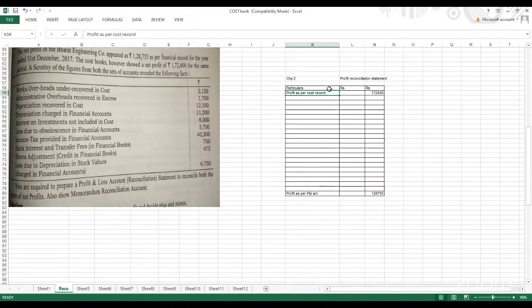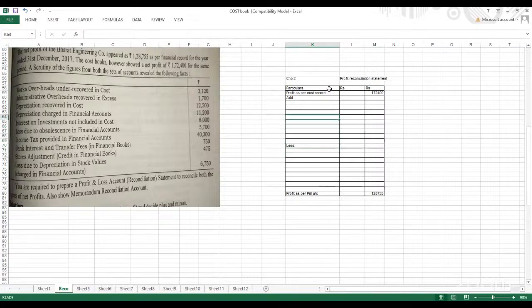Here I have started with profit as per cost books. How much is it? 1,72,400. In the question, both the profits are given. Financial is 1,28,755 and cost profit is 1,72,400. So you will have to draw this format: particulars, amount. A few items will be added, I'll just write add, like 1, 2, 3, 4. A few items will be there. Then a few less items will be there.